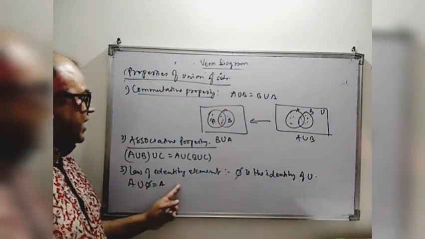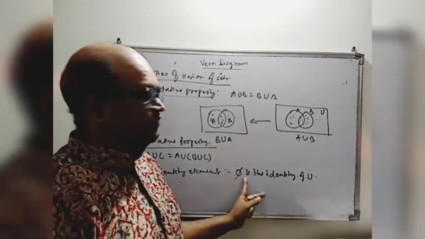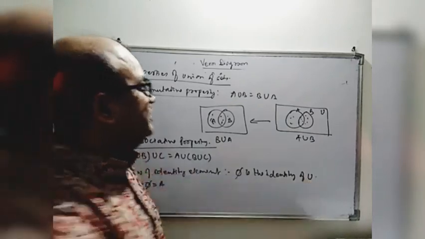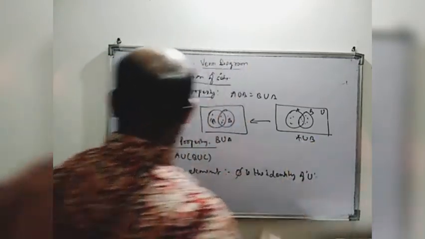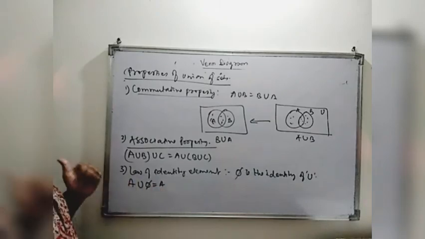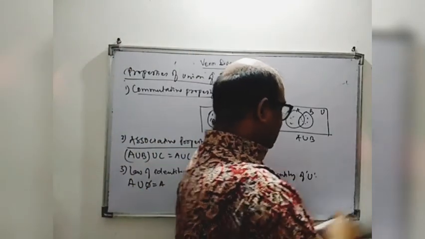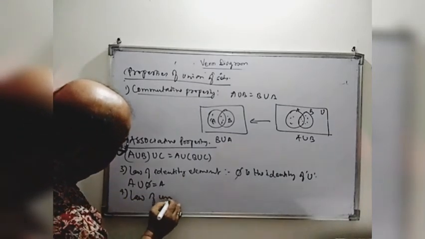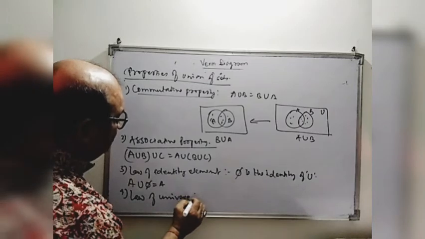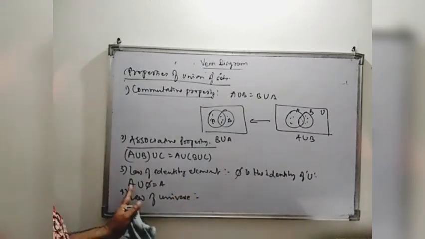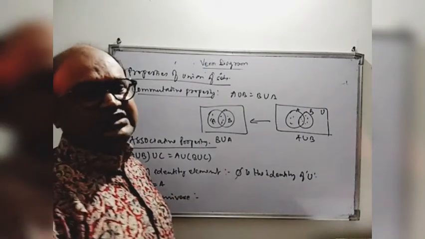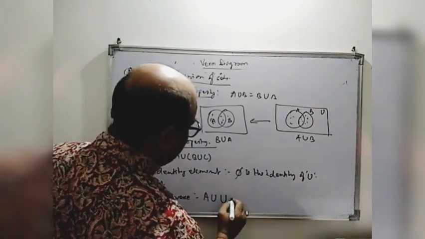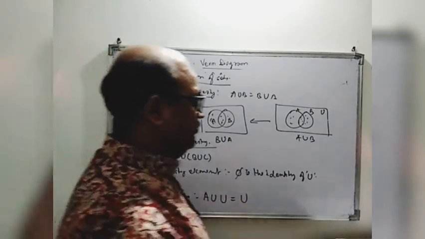So the law of identity element is that phi, the null set, is the identity of union. Union means union of two sets. A union phi equal to A itself. Now the law of universe. So what is the law of universe? The union of a set with a universal set is the universal set itself. That is, A union universal set equal to universal set. This is called the law of universe.